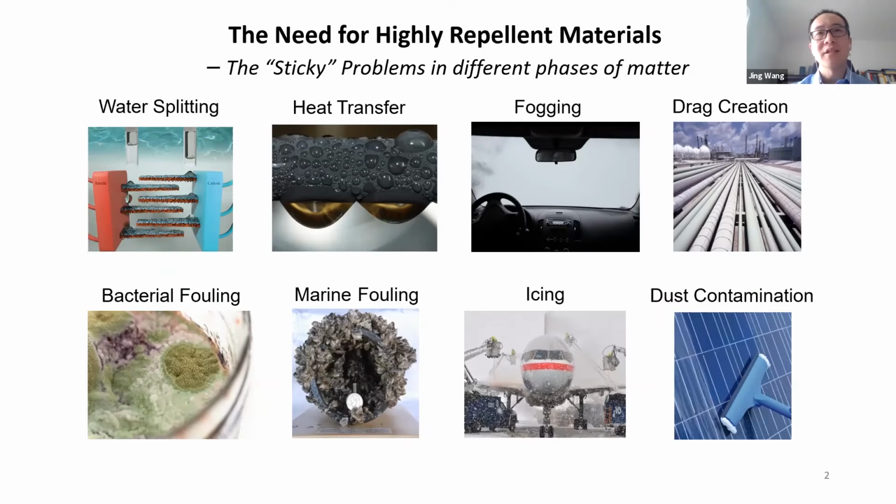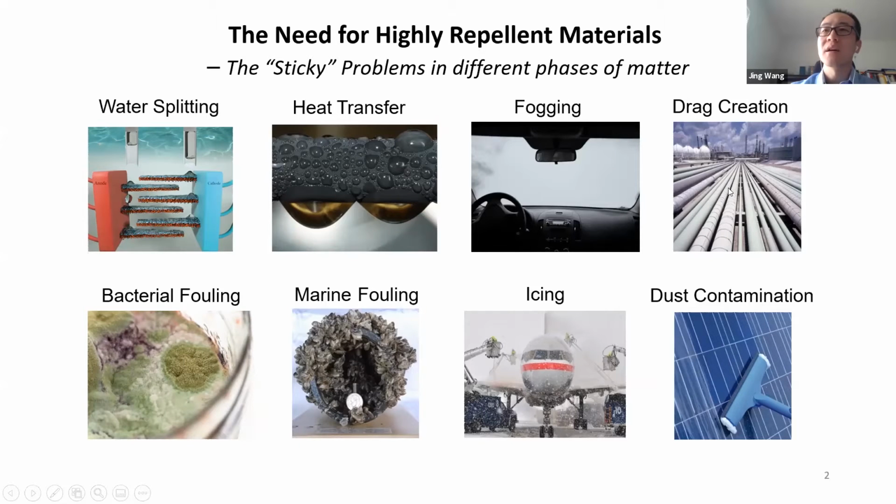Another example is heat transfer, especially condensation. Once the water droplets coalesce and grow and form a film, the film will serve as an insulation layer, and this insulation layer greatly reduces the heat transfer coefficient. And not to mention the fogging that happens on cars and also on our PPE during this pandemic, on the goggles and face shields.